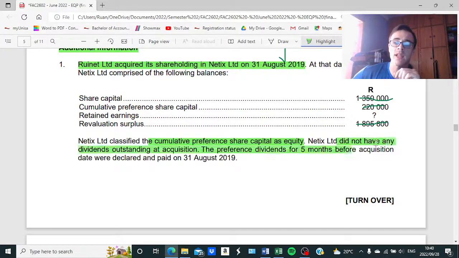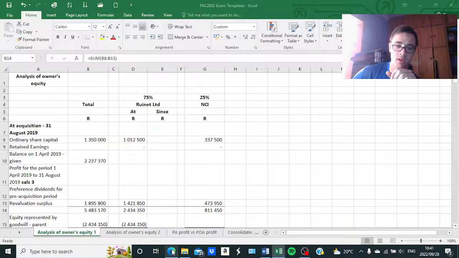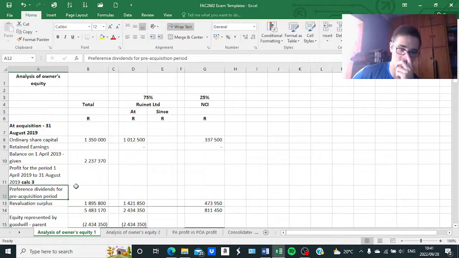Netix Limited did not have any dividends outstanding at acquisition. This is normally the case, so we do not worry about that. The preference dividends for 5 months before acquisition: remember the pre-acquisition period is 5 months long. The preference dividends for that period were declared and paid on the 31st of August 2019, so it was paid on the date of acquisition. We need to remove this from the retained earnings balance at acquisition.